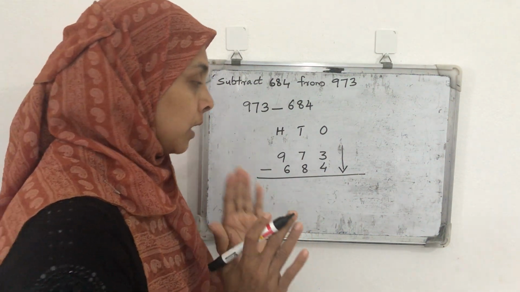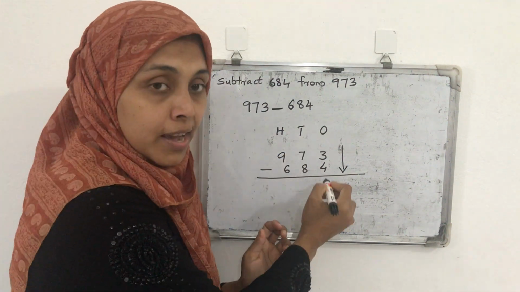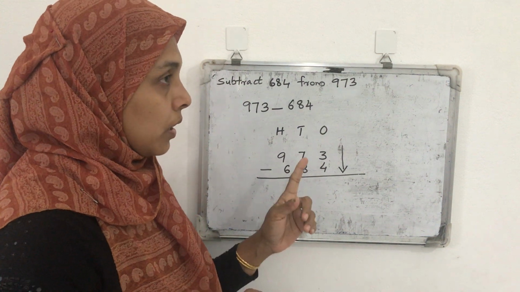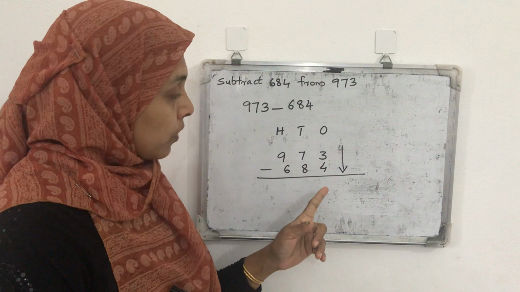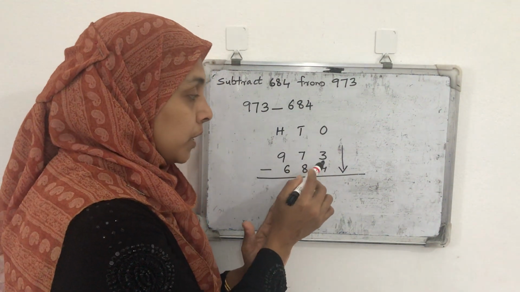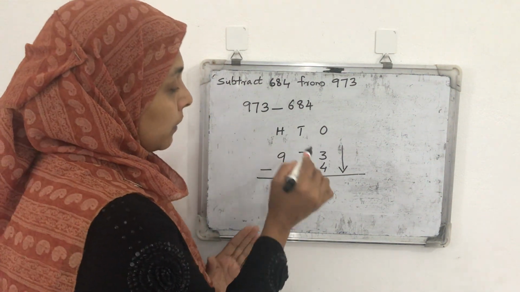Don't subtract 4 minus 3 and write 1 as the answer. It is very wrong. So in this case also we want to subtract 3 minus 4. Okay. So we know 4 is bigger than 3. So it is not possible to subtract 3 minus 4. So what we will do?